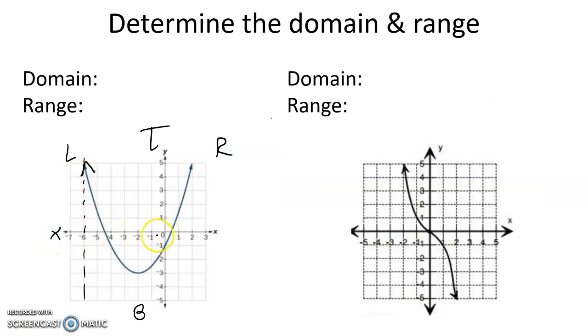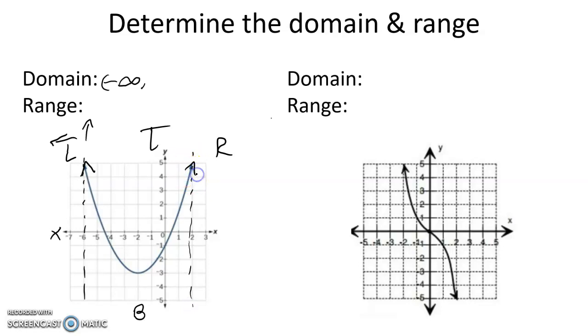Remember, domain, I'm only worried about the x's here. And this arrow tells me that I'm going to continue going in that direction forever. Again, I'm only worried about the horizontal direction. As I continue going this way, negative 3, negative 4, negative 5, negative 6, I keep getting into the negative. So an arrow on the left point means that I start at negative infinity. And always put a parenthesis around your infinity symbols. Always, always, always.